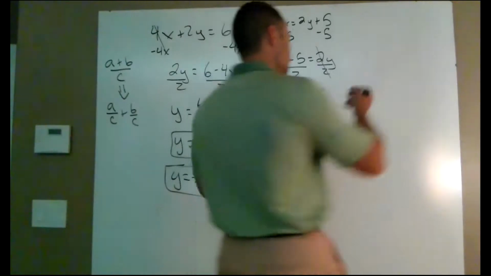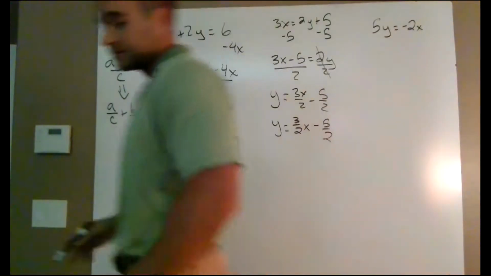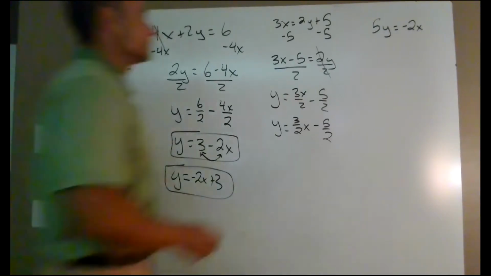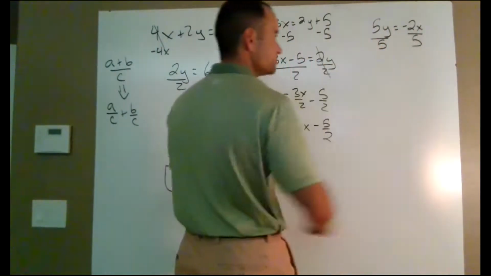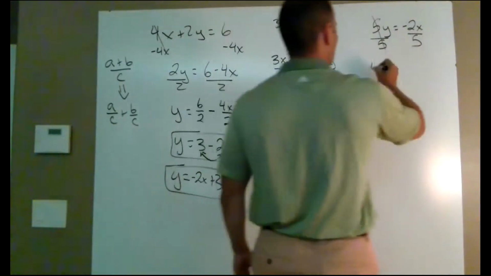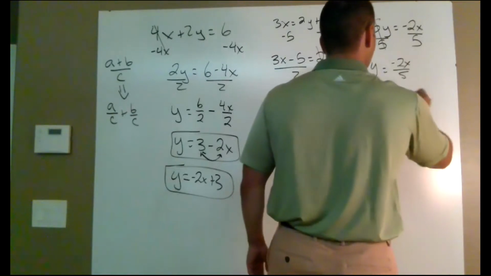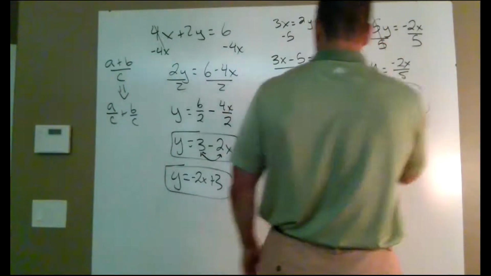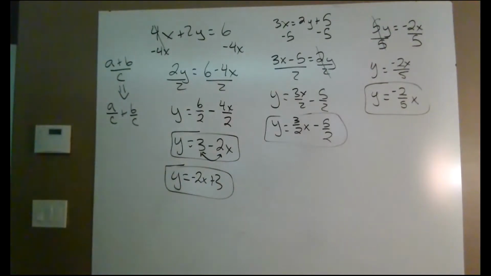All right, last example. 5y equals negative 2x. To put it in slope-intercept form, I have to solve for y. This equation is pretty easy for us to solve for y. We just divide both sides by 5. I get y is equal to negative 2x over 5. y is equal to negative 2/5 x. That's it. That's how we put it in slope-intercept form.